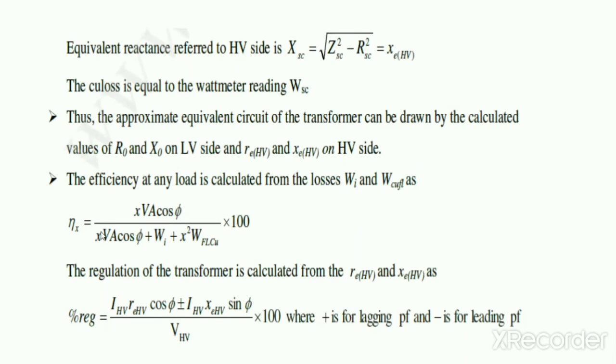Next, what is the formula for efficiency? That we already derived in the previous class. Efficiency eta is equal to x VA cos phi by x VA cos phi plus Wi plus x square Wcu, into 100. Next, we calculate the percentage voltage regulation, that is I R cos phi plus or minus I X sin phi by V into 100. Understand?